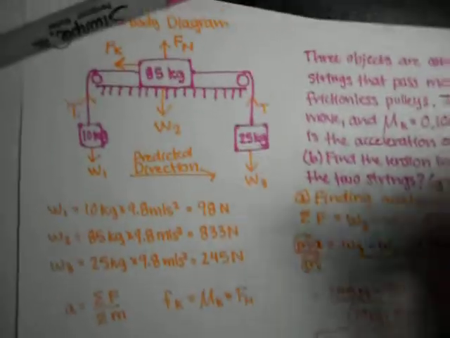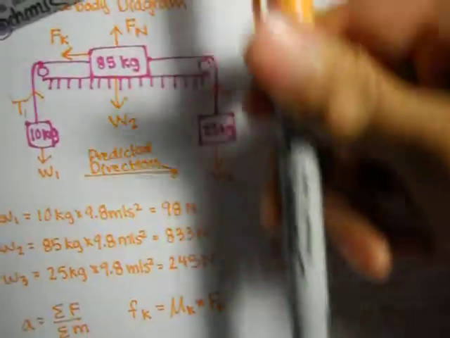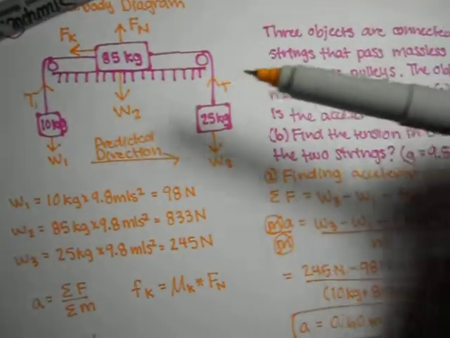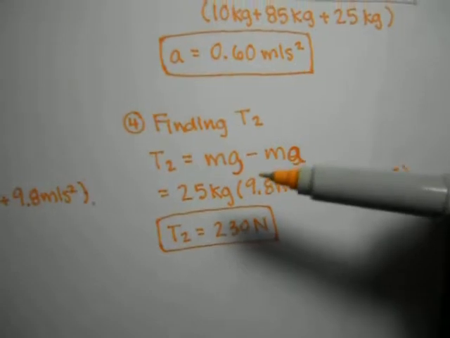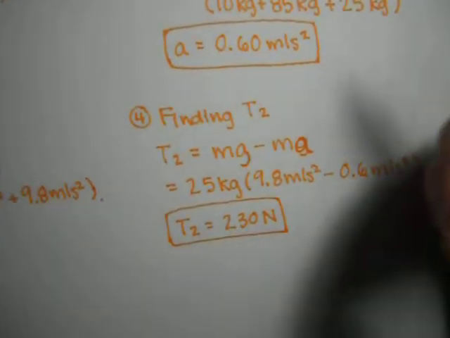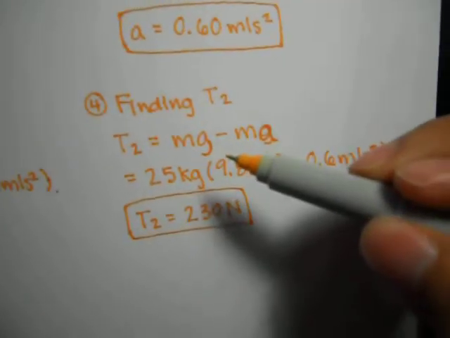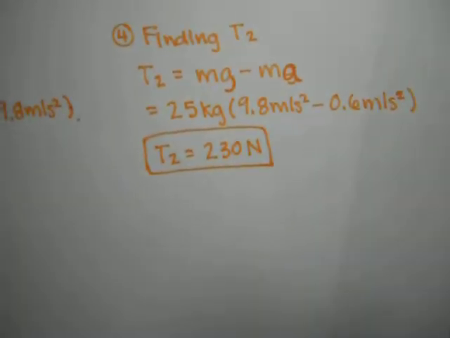Unlike the first, the weight of the third mass is going with the system, along with the acceleration. So you have to subtract the acceleration from the weight, the net force from the weight, to get your total tension. So you have mass times gravity minus mass times acceleration. In this case, you're using 25 kilograms as your mass. You end up with a tension that is equal to 230 newtons.